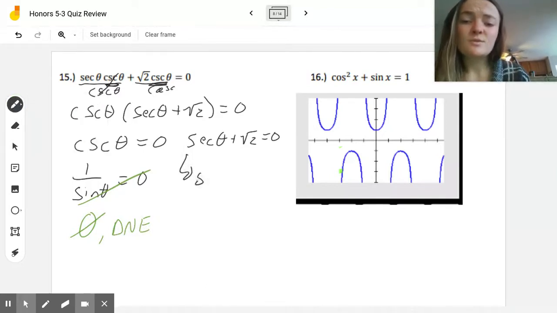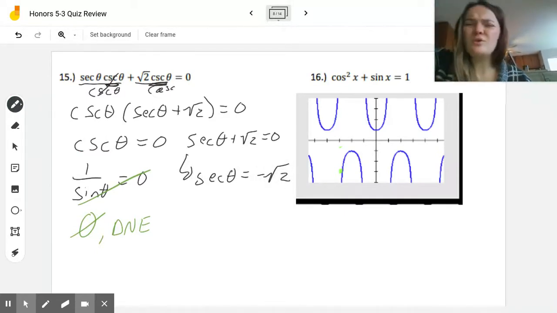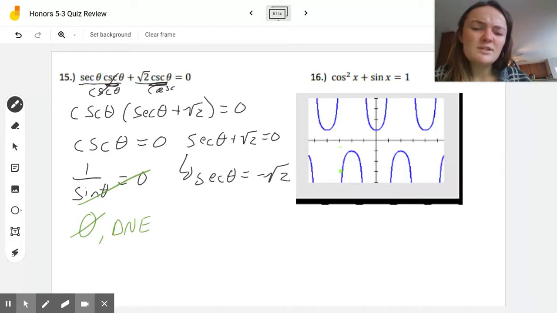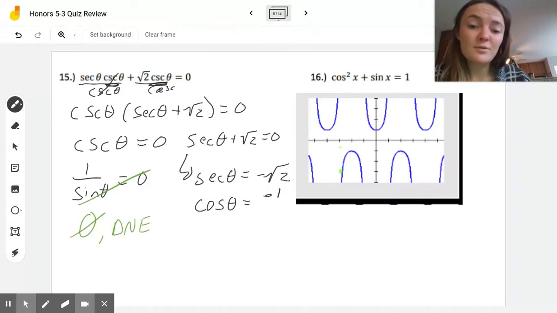So we have secant of theta is equal to negative radical 2. I want to know when does secant of theta equal negative radical 2. Well, I could answer this in my calculator, but I'm still going to have to do the same thing. What I want to do is write this in terms of its reciprocal. I'm actually allowed to take the reciprocal of both sides. The reciprocal of secant is cosine theta. The reciprocal of negative radical 2 is negative 1 over radical 2.